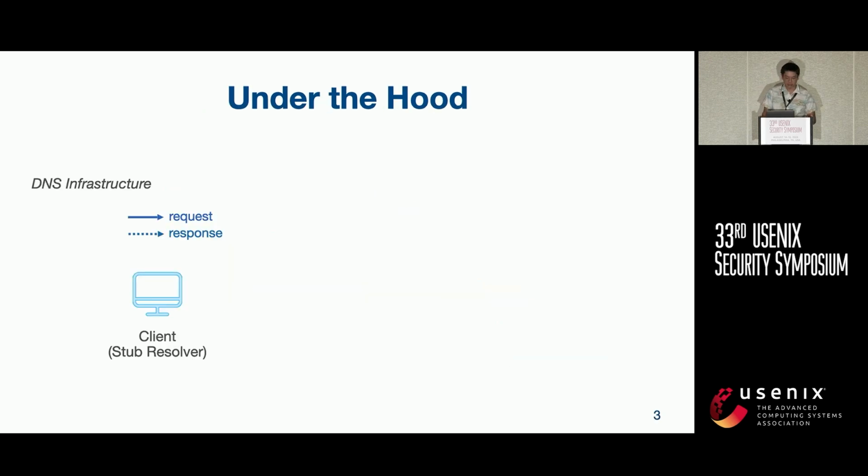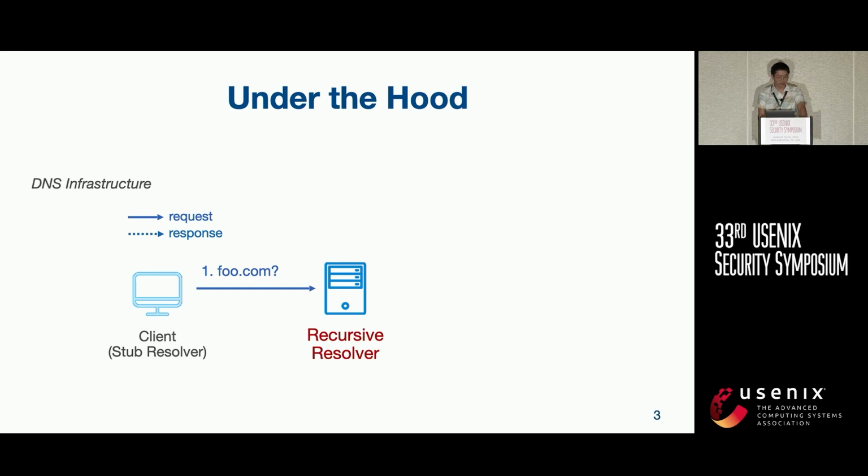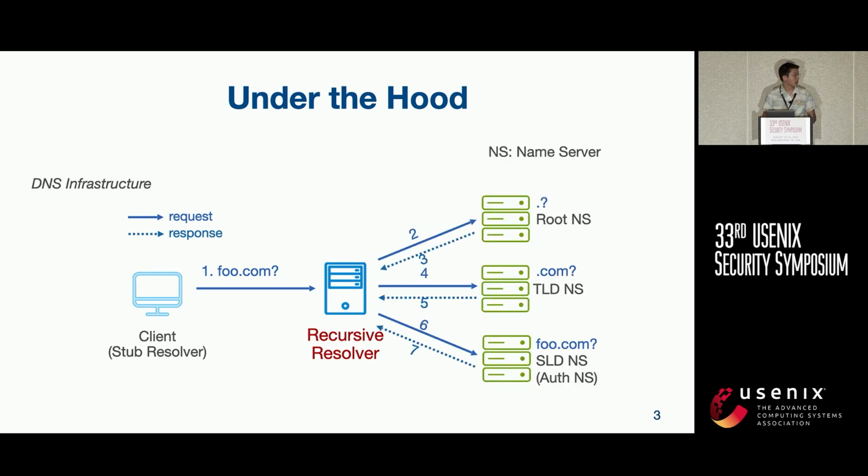So in detail, for the DNS infrastructure, for example, you are a client, which is also the sub-resolver, and you want to know the answer for foo.com. You query the recursive resolver, and the recursive resolver will first query the root nameserver, the root NS, for the TLD nameserver. In this example, it is the .com nameserver. After that, the recursive resolver queries the .com nameserver, gets the SLD nameserver from the TLD server, and finally from foo.com, you get the answer of the foo.com IP address. And finally, it is 8.b.c in this example.